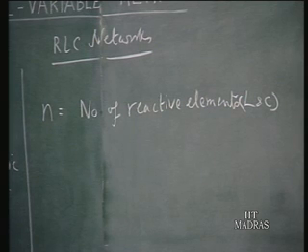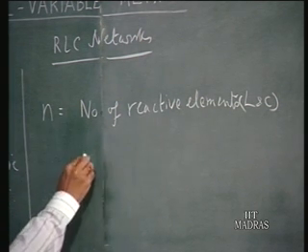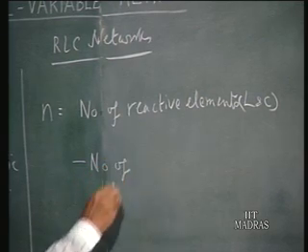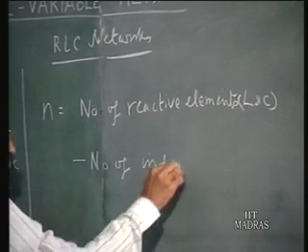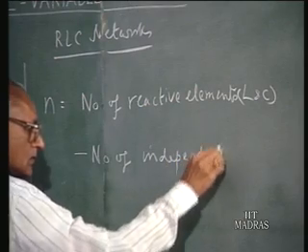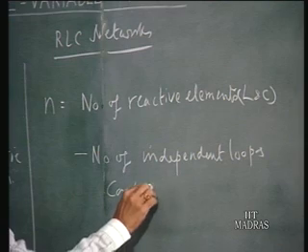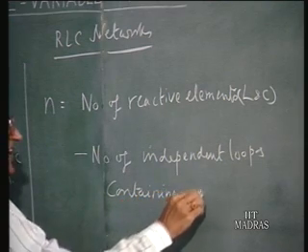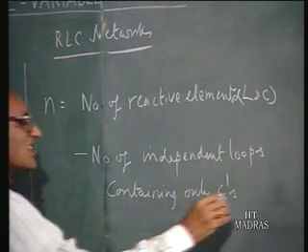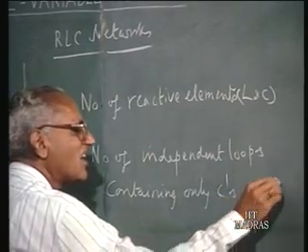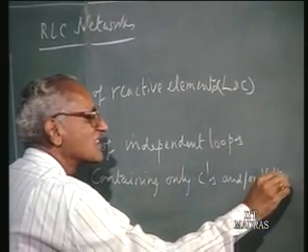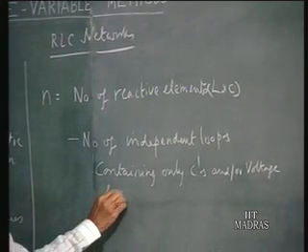However, it may turn out that if 3 capacitors form a loop, all the 3 cannot be independently specified. Therefore, only 2 can be done because the third becomes dependent on the other 2. Therefore, we must reduce this by the number of independent loops containing only capacitors and or voltage sources. We will explain that in a moment.